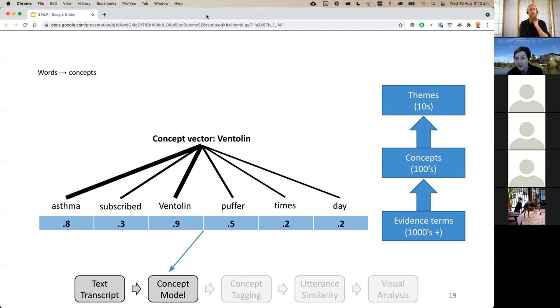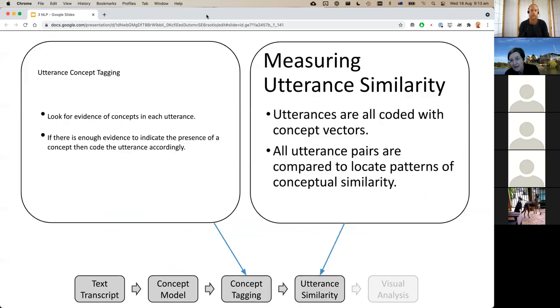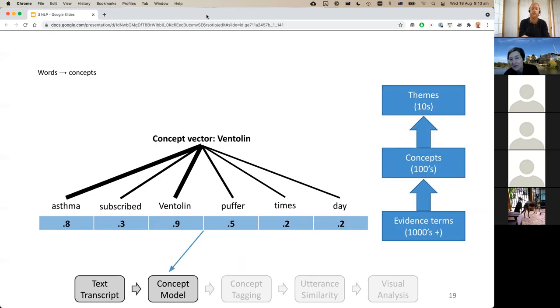The concept is an entire vector. So what Discursus does is it builds a concept model for a whole series of terms. In English, in a conversation, you might be drawing on 5,000 words. You have a vocab of 50,000 words, but there are about 100 or 200 key concepts. So what the system will do is build these concept vectors. If we look at the right-hand side here, the evidence terms, there are thousands of them. The concepts, there might be hundreds, there might be 10 themes or so, or even less.